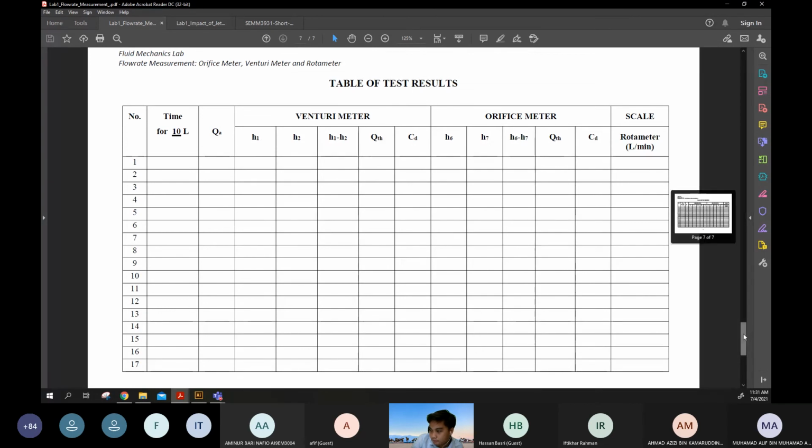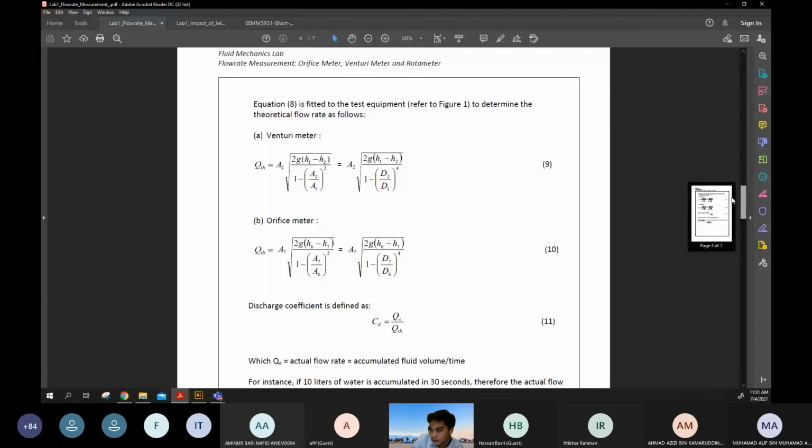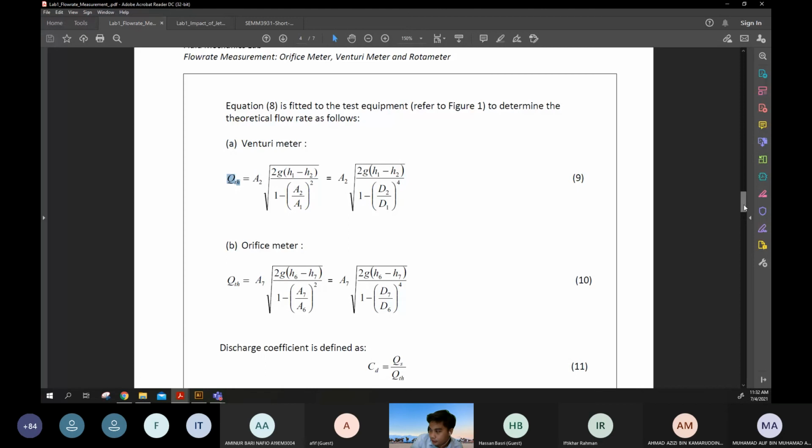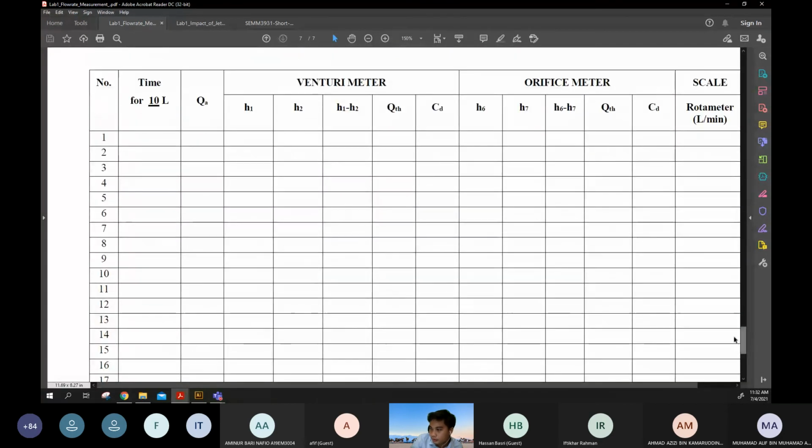And this is the theoretical flow rate. Use the formula. What's the formula of Venturi? This one. This is theoretical. You need to find the H1 minus H2, just put into this formula, D2 minus D1, and finally you will get all the values for the theoretical flow rate. And CD. How to get CD? Remember, CD is the ratio of QA over QTH. You will get here.